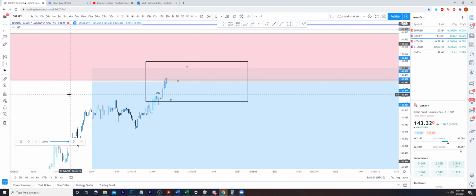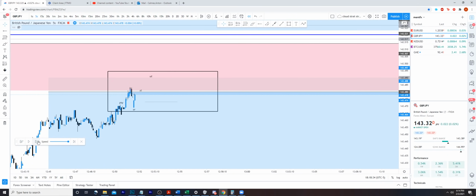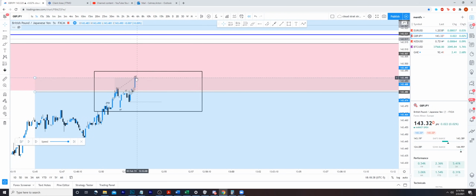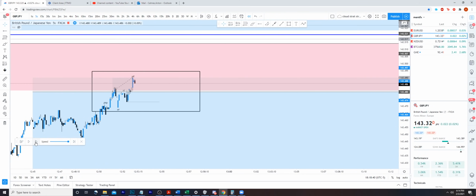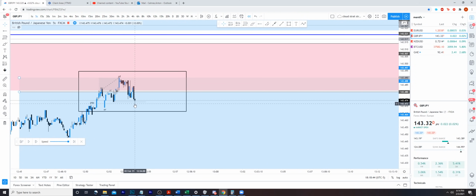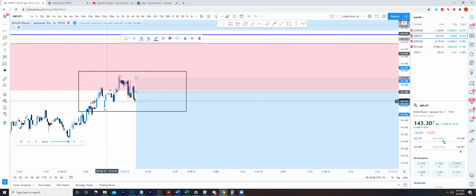We're still not entered on this trade, just so you guys know. Buying Climax got formed. AR got formed. ST got formed. And at this point, UT gets formed. Okay, fantastic. The UT gets formed. And what happens? Price breaks down, giving us that intermediary sign of weakness. At this point, we're already looking to be interested in this.